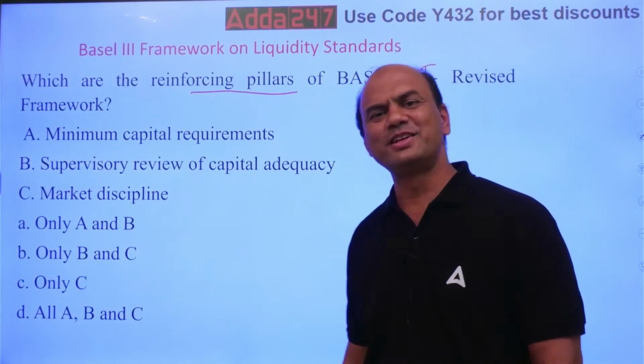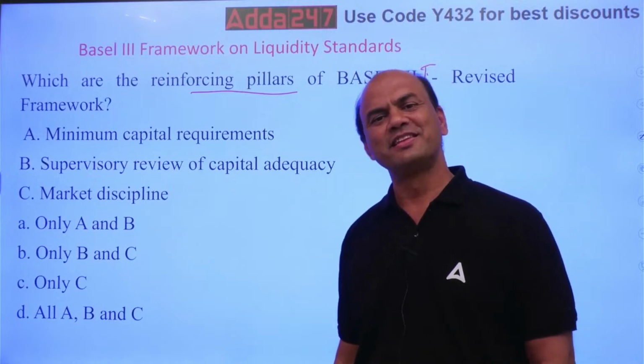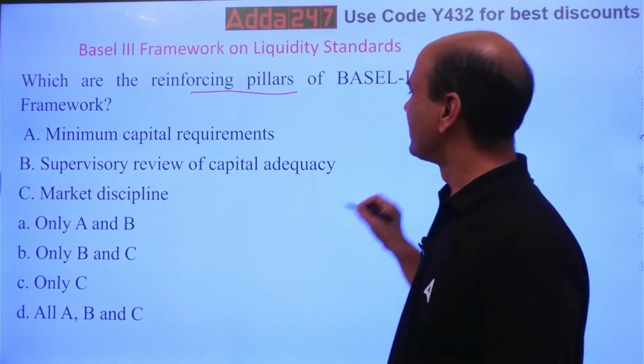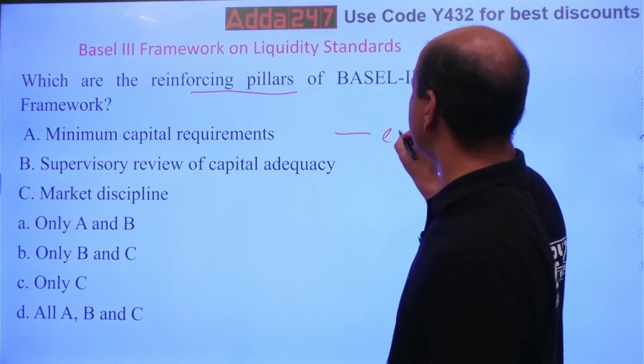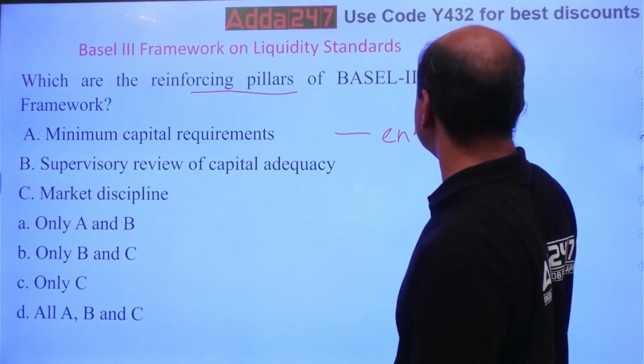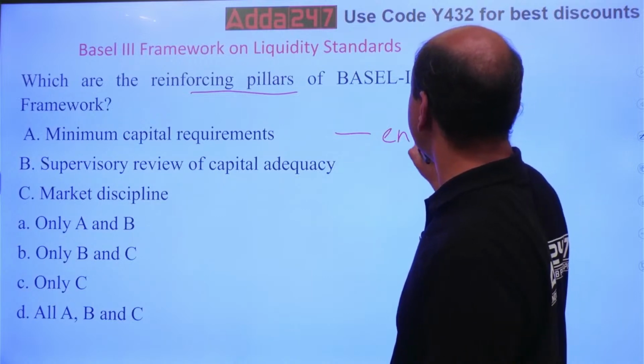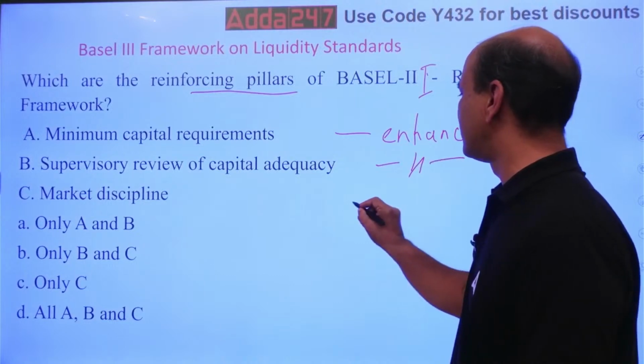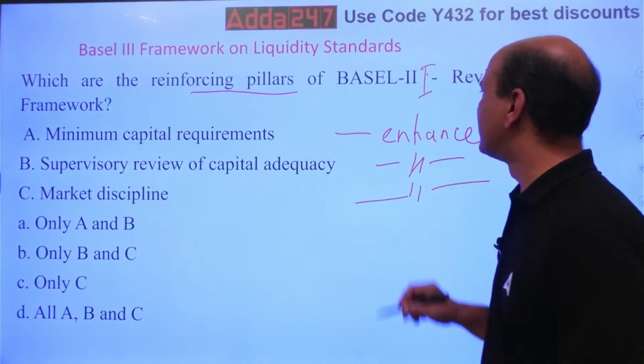What is the difference in Basel 2 and 3? Just one word. Everything is same. Everything is enhanced. Enhanced over here, enhanced over here, enhanced over here. That is Basel 3.